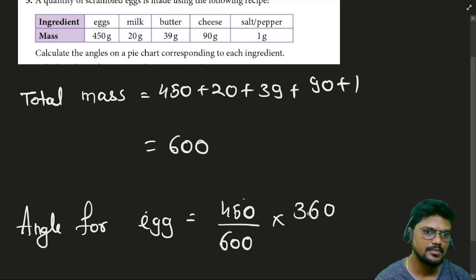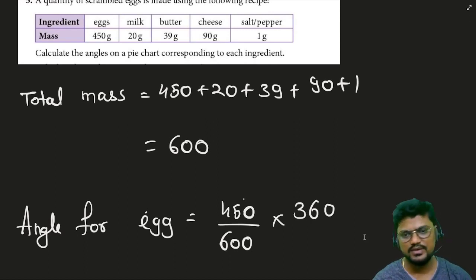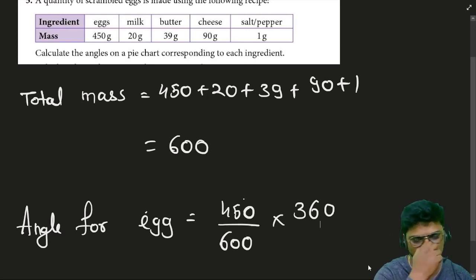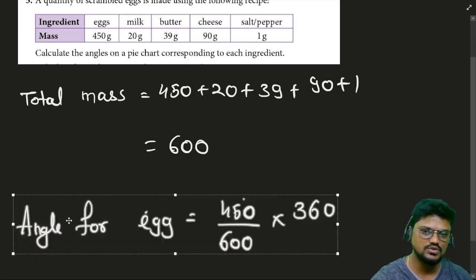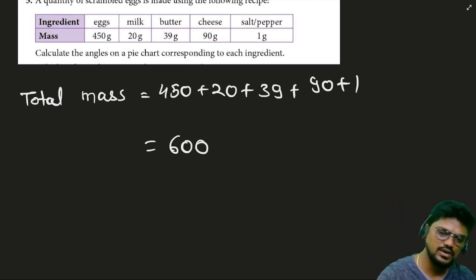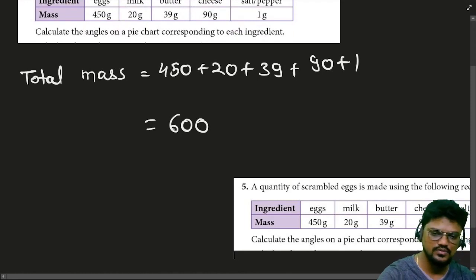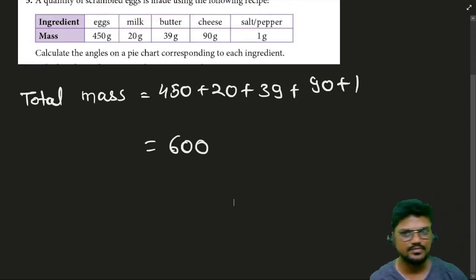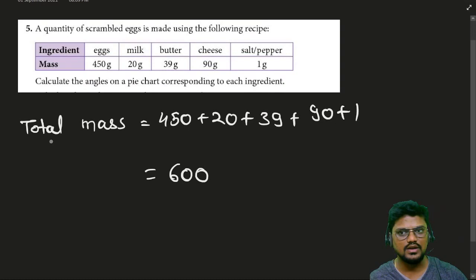Shouldn't it be 100 for percentage? Because you're finding percentage, right, instead of 360. Okay, fine. Maybe it is taught in your school to find the percentage first. Okay, let's do it by percentage then. No, it's not taught or anything, but okay. You have to calculate the angles. Sir, I have a doubt.